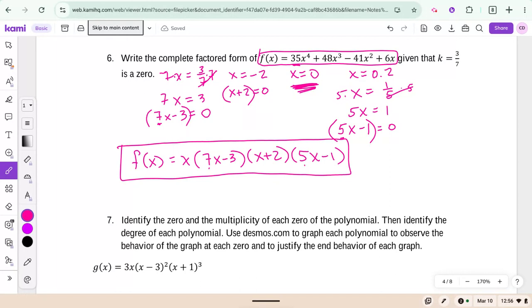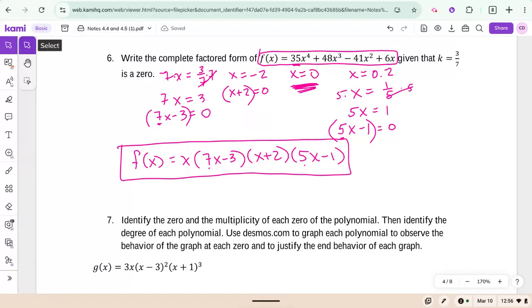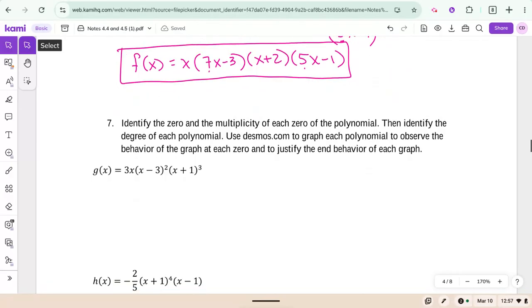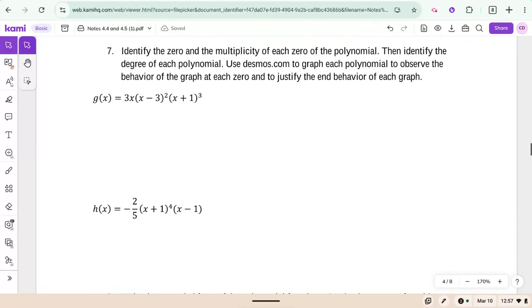All right, now we're getting into multiplicities. Lots of examples here. It says identify the zero and the multiplicity of each zero of the polynomial, then identify the degree of each polynomial. Use Desmos.com to graph each polynomial to observe the behavior of the graph at each zero and to justify the end behavior of each graph.